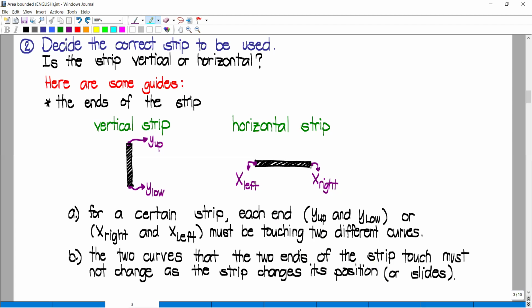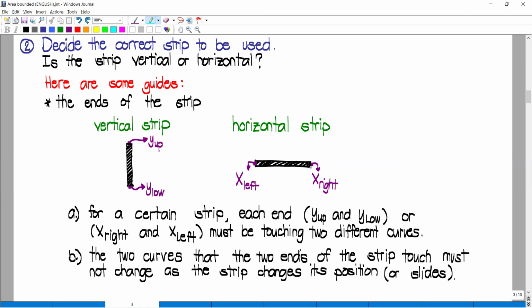And here are some guides. Sometimes if we use a vertical strip without thinking, just because we like to use a vertical strip or horizontal strip, it will lead to wrong answers. So it is a note for us that we decide the correct strip.